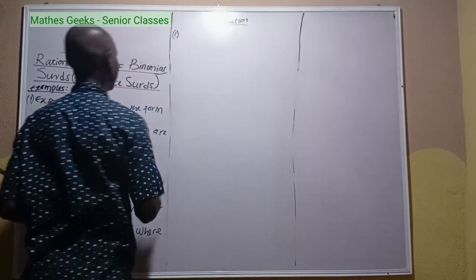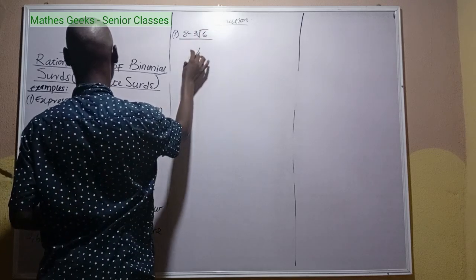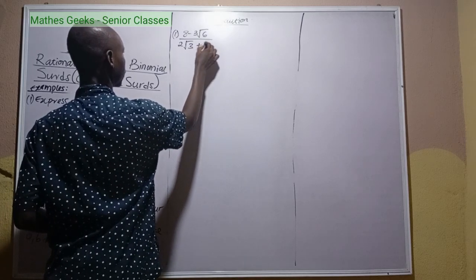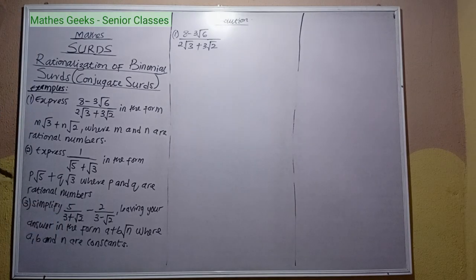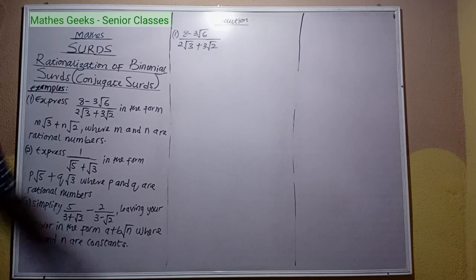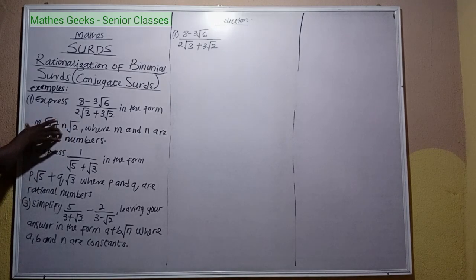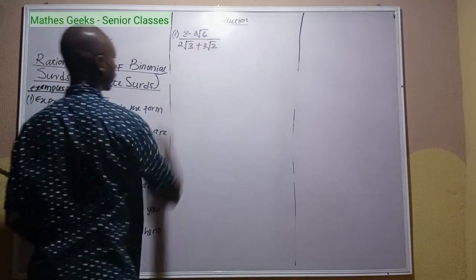We express 8 minus 3 root 6 over 2 root 3 plus 3 root 2 in the form m root 3 plus n root 2, where m and n are rational numbers. So now that we're starting with what we're given here, we don't need to concern ourselves with what m and n represent here. M and n will be the final result of this simplification.